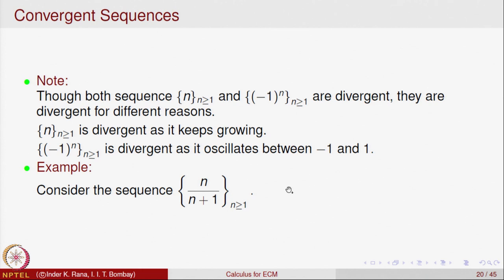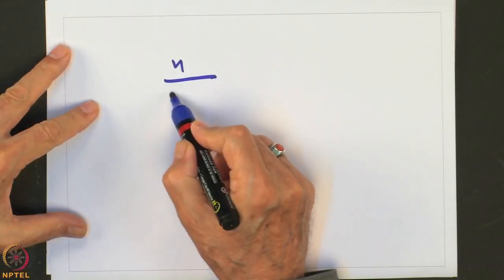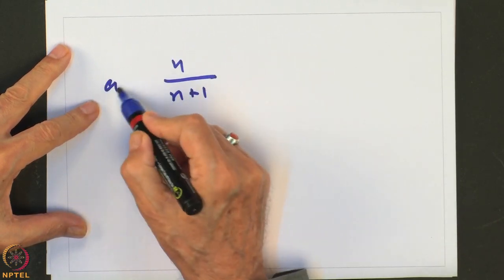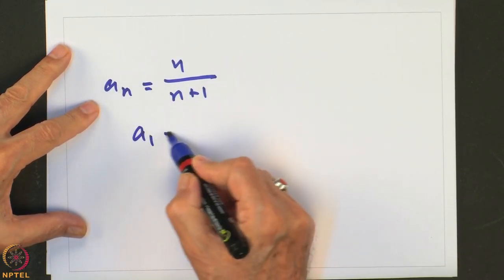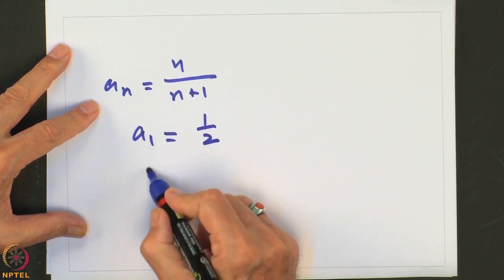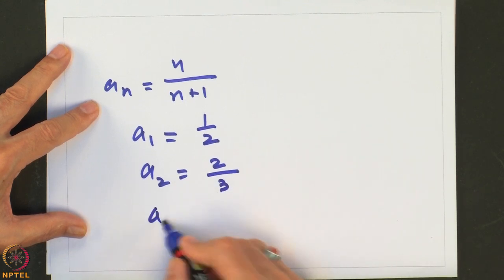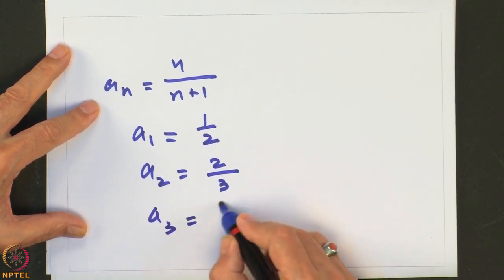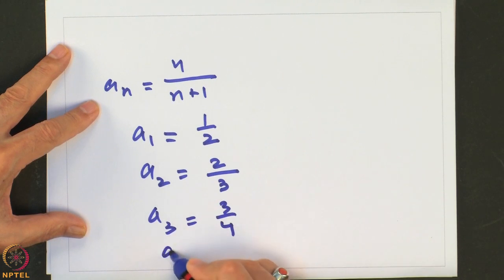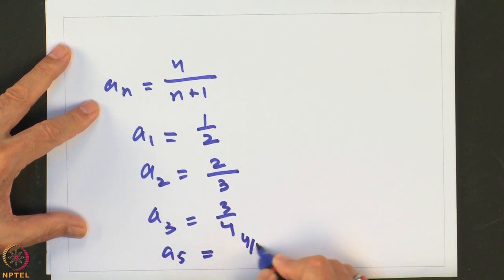One way of analyzing this would be to write a few terms of the sequence and see what is happening. What is the first term? 1 over 1 plus 1. So, let us just write the first few terms of this sequence. So, n divided by n plus 1, that is a n. So, what is a 1? That is 1 by 2. What is a 2? That is 2 by 3. What is a 3? 3 by 4. a 4, 4 by 5.